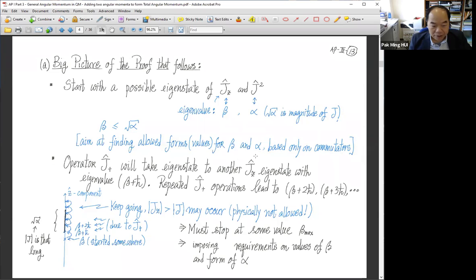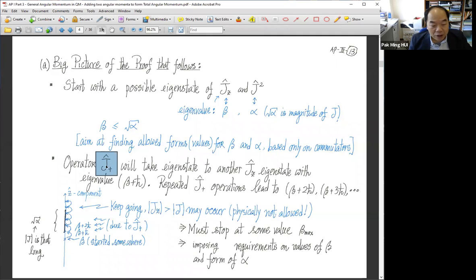Next step, just like what you did in the harmonic oscillator. Okay, I read your notes. I know that you did that. We will define two auxiliary operators. One is called J plus. That is defined through Jx and Jy. You will see the definition later. All right.